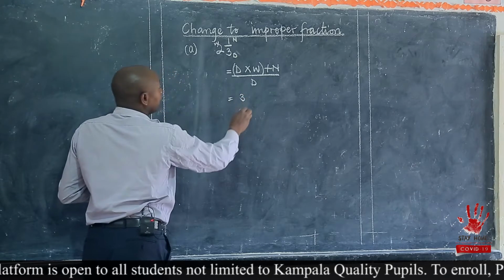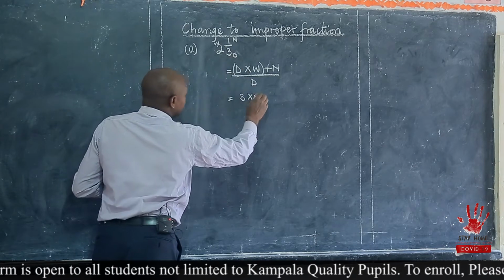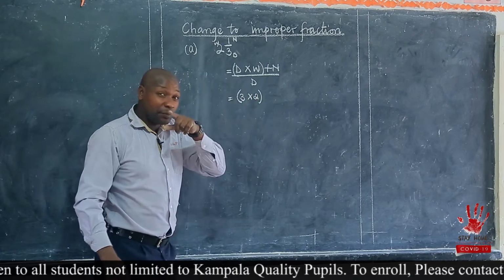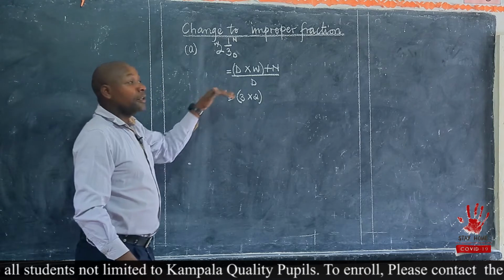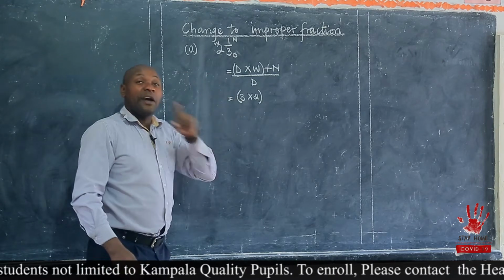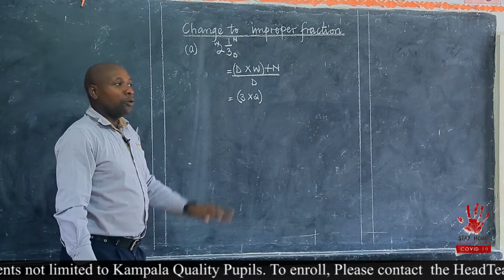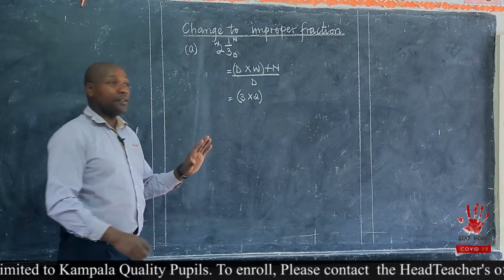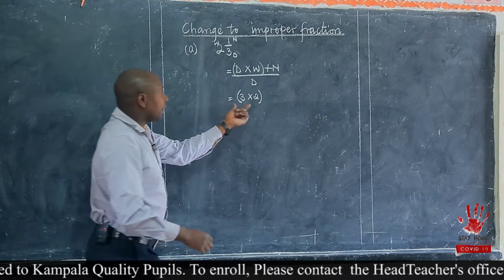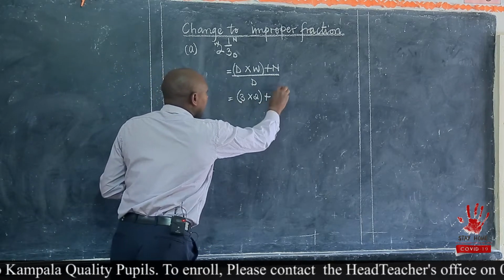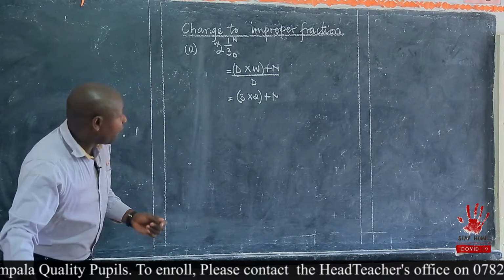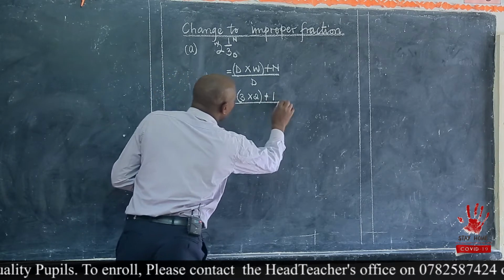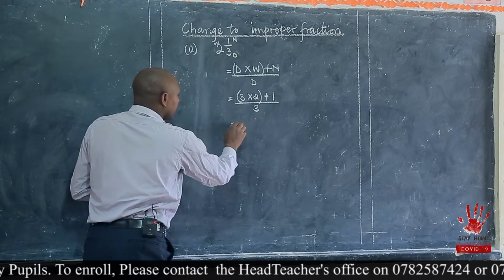Our denominator is 3, times the whole number, which is 2. You should also remember why we put these brackets. What if I don't put them there? In P5 we shall tell you about what we call the order of operations. We have multiplication, addition, subtraction, and division, so they have an order. Multiplication in that order comes before addition. So our numerator is 1, and this is all out of the denominator, which is 3.